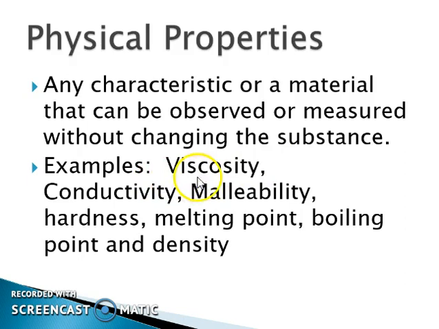Here are some other examples of physical properties, like viscosity. That's pouring honey. It's very slow. Conductivity. Does it conduct electricity? If you stick some electric probes in it, will it conduct electricity? Malleability. That's hammering out things so that they can be squished into certain shapes. Hardness. If they're too hard, they won't do that.